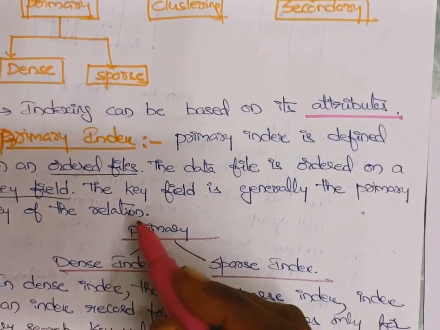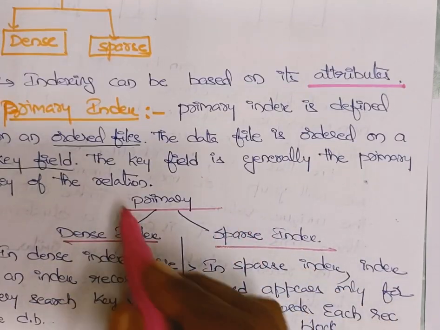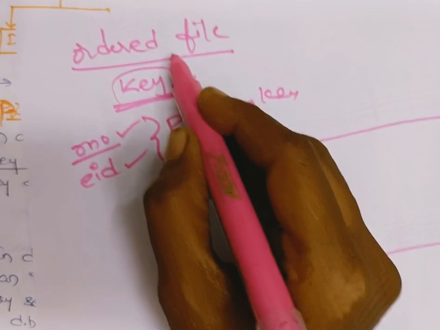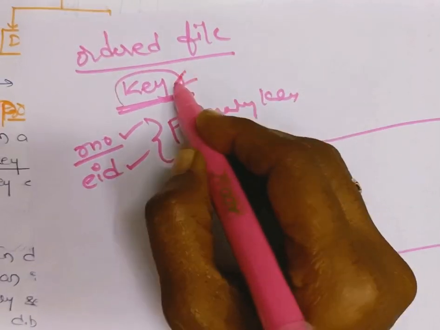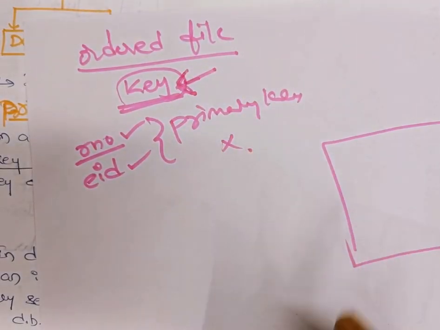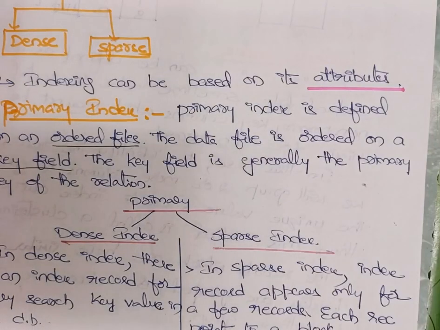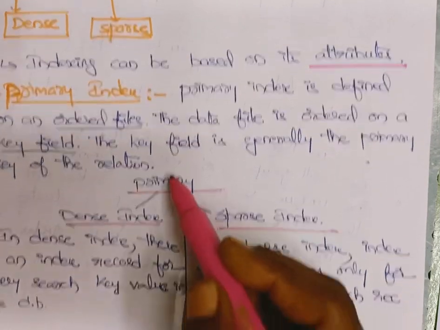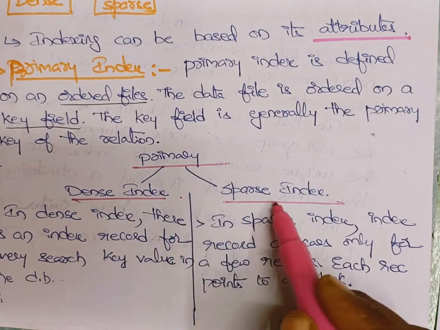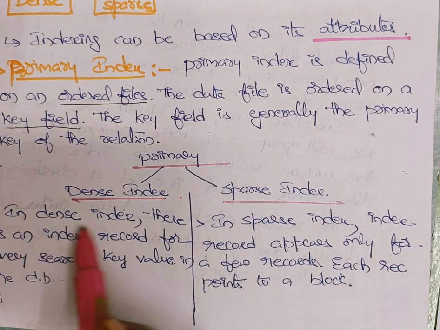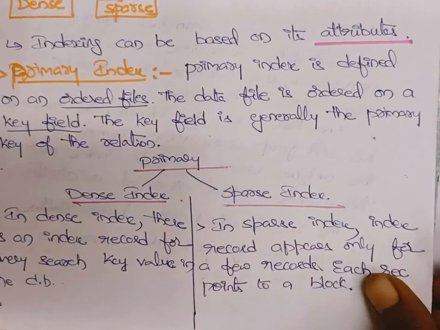So first we will see the primary index. If you want to apply the primary index, then that file must be ordered and it must compulsorily have a primary key, one key value in the table. The primary index is again classified into two types, dense index and sparse index. In a dense index, there is an index record for every search key value in the database. We will see what it means with an example.